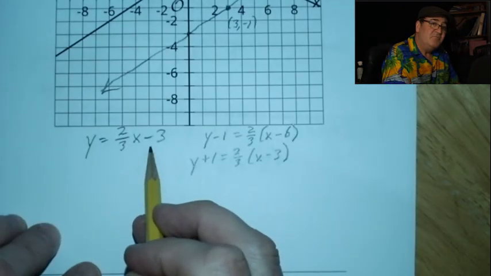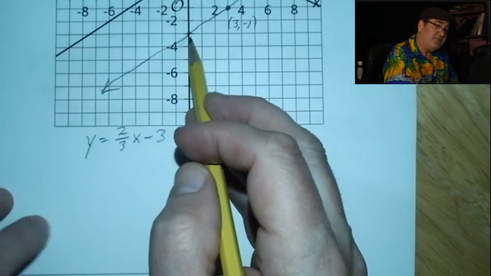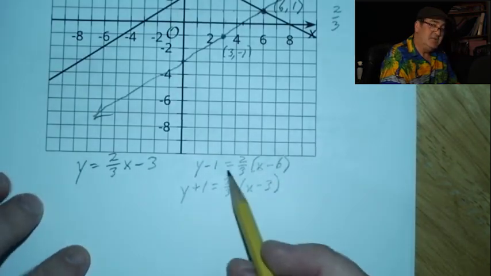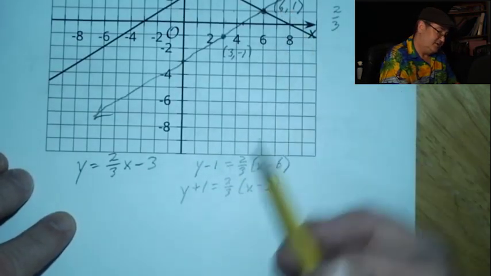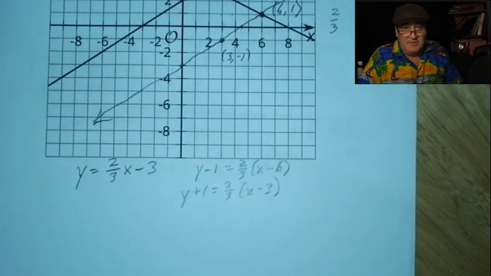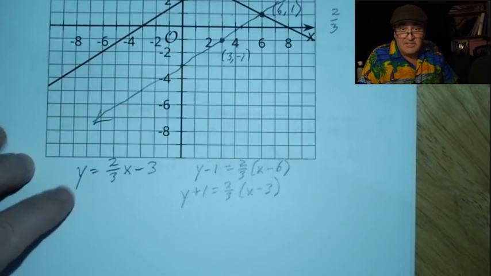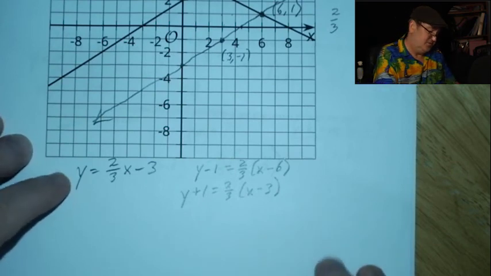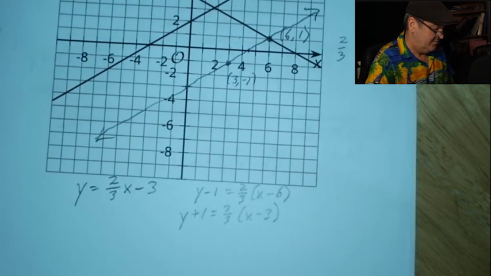This uses the point 0, -3. This one's using the point 6, 1. And this one's using the point 3, -1. Any of those would be correct. One of those questions, again, where there's multiple ways to get the correct answer, which is great. We love those kind of problems.